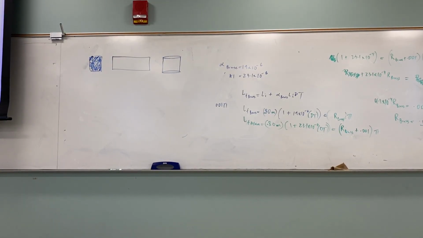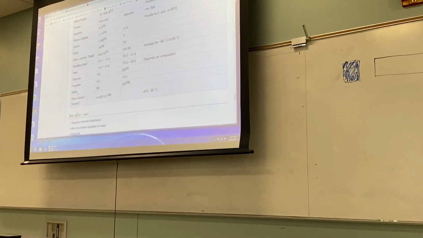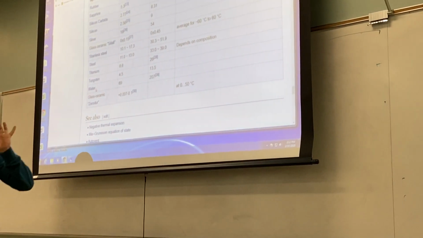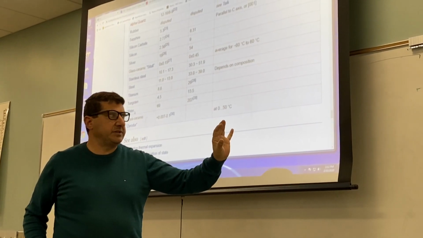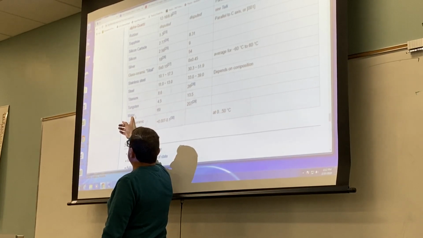Well, we saw for solids that when you go from 1-dimensional to 2-dimensional to 3-dimensional, the alpha goes to 3. And notice that in the table, when they gave water, they gave 69 and 207. Technically speaking, I don't think they should have written water, because I believe this table is only solids. They probably meant to say ice.